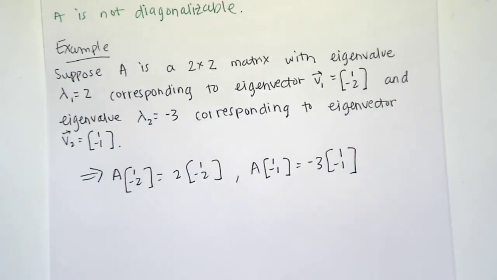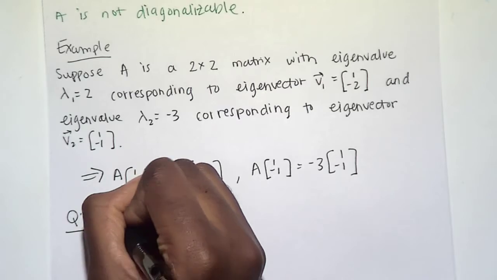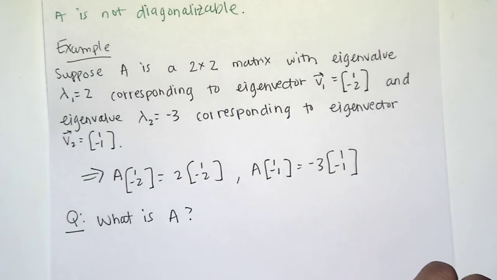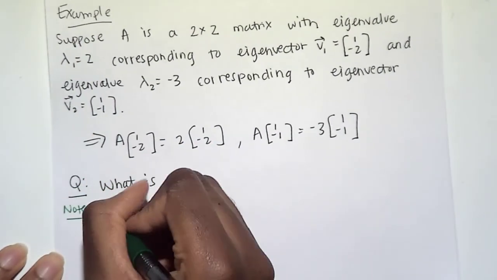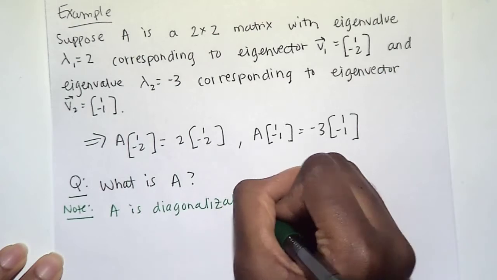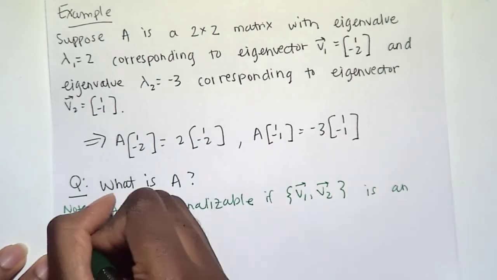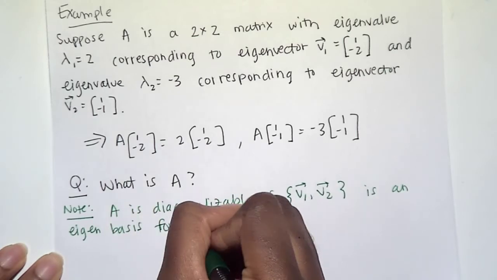So the question that I want us to answer: what is A? You can do this a long way with algebraic manipulation, but we can also use the diagonalization theorem. So that is exactly what I'm going to use. First, I want us to note that A is diagonalizable if v1, v2 is an eigenbasis for R2.